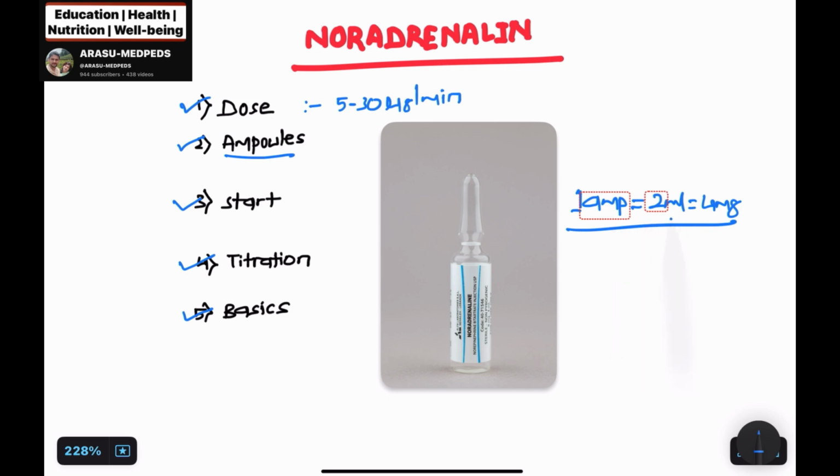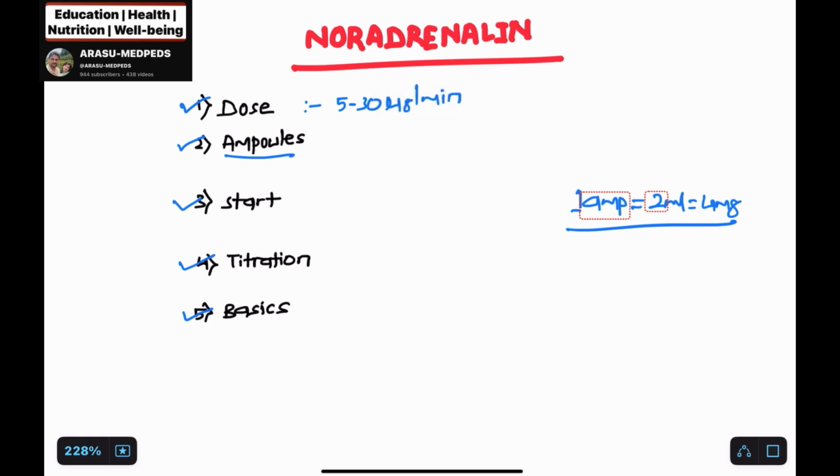Nothing to worry if it has 4 ml. The thing we have to remember here is each ml has 2 milligram. So if the ampule is 2 ml, there will be 4 milligram of noradrenaline. If the ampule is 4 ml, then there will be 8 milligram of noradrenaline in it. So this is the basic idea about the ampule. Then we all know that we will use this ampule in a 50 ml syringe.